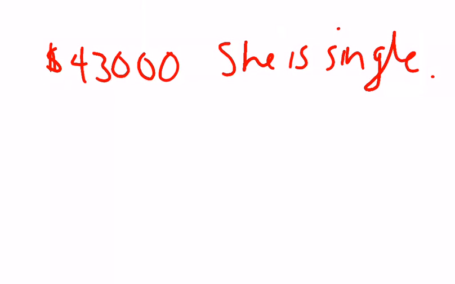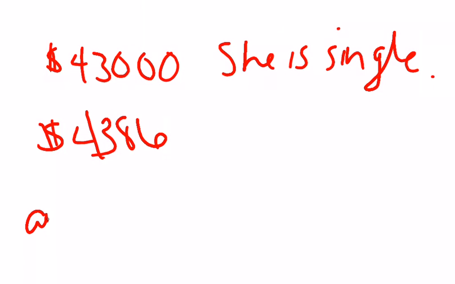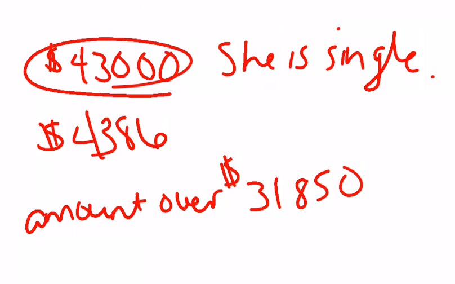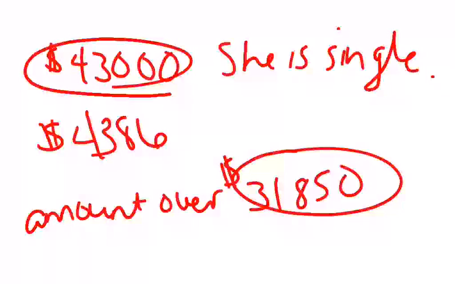So in this case, the base amount is $4,386. But then it says plus a percentage. So the next thing on our homework, on this problem says find the amount over the lowest amount in that box. So we need to find the amount that is over the lower number in that line. And so over 31,850 is the lowest you can be in that row. So what we do is we need to take her 43,000 and subtract the 31,850.